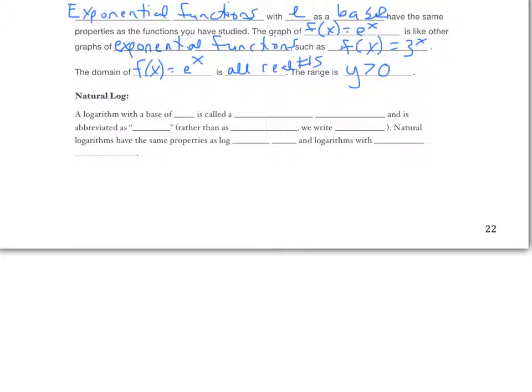A logarithm with a base e is called a natural logarithm and is abbreviated with ln. Rather than writing log base e of x, we're going to write the natural log of x. So log e is actually ln. Natural logarithms have the same properties as base 10 logarithms and logarithms with other bases.